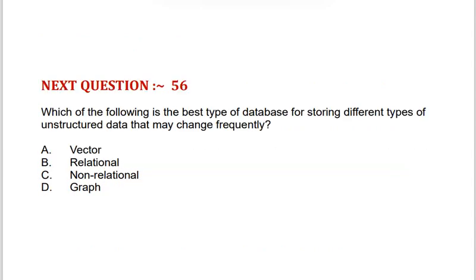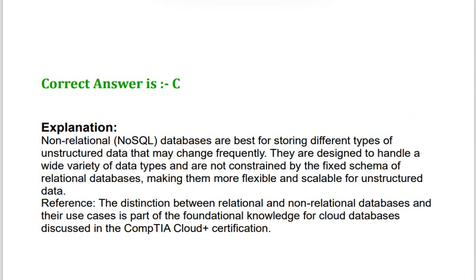Question is, which of the following is the best type of database for storing different types of unstructured data that may change frequently? Option A vector, Option B relational, Option C non-relational, Option D graph. Correct answer is option C.